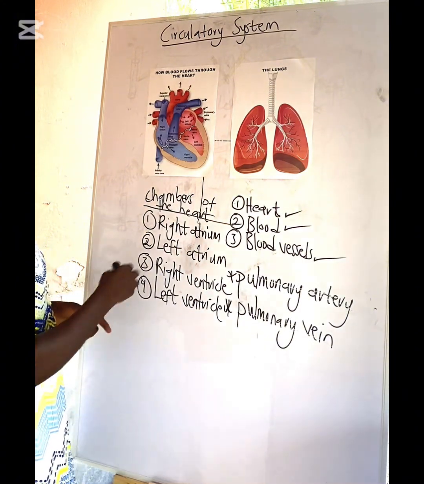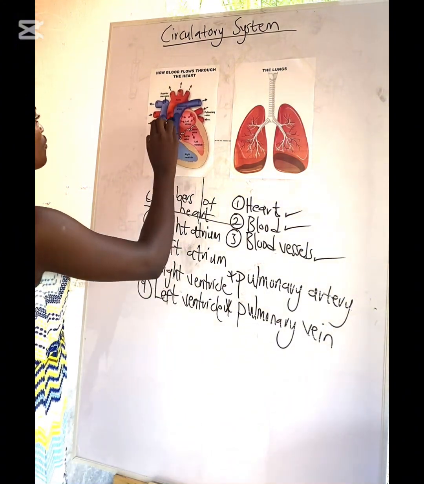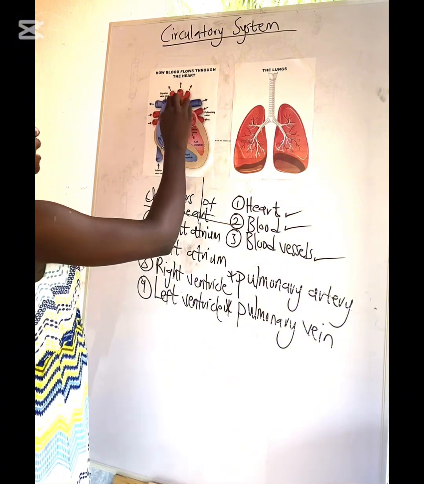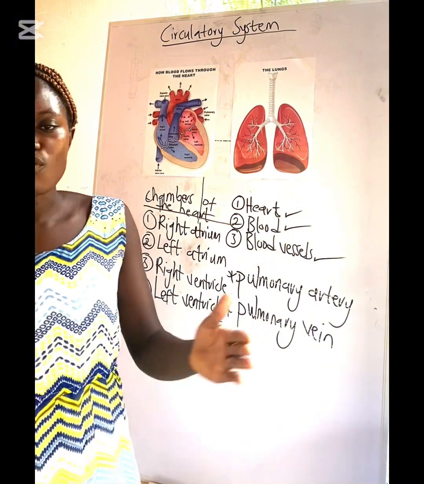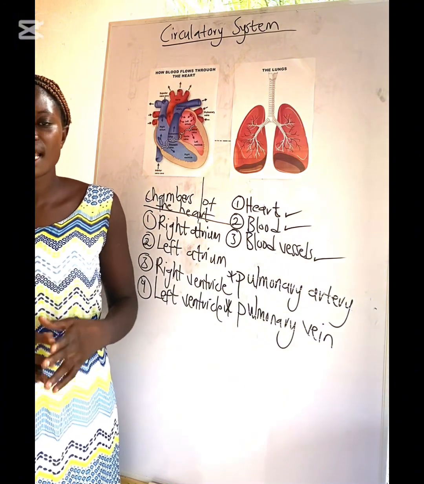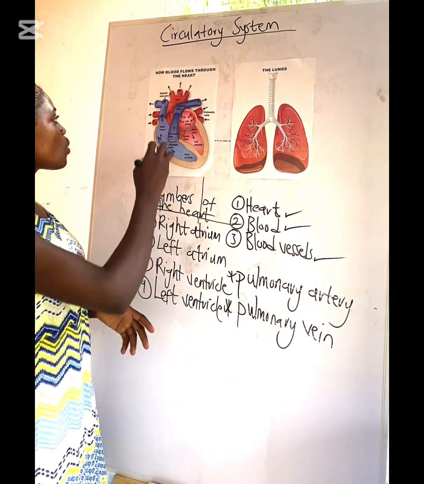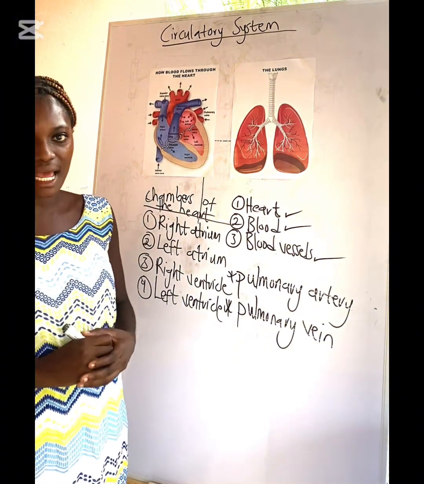So after that, the deoxygenated blood from the right ventricle will pass through the pulmonary artery into the lungs. I've already told you that all arteries carry oxygenated blood except the pulmonary artery. So our pulmonary artery here will take the deoxygenated blood.